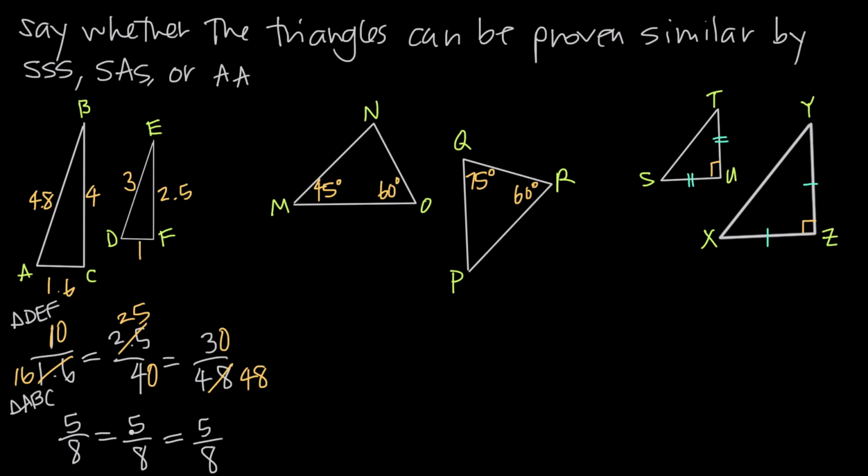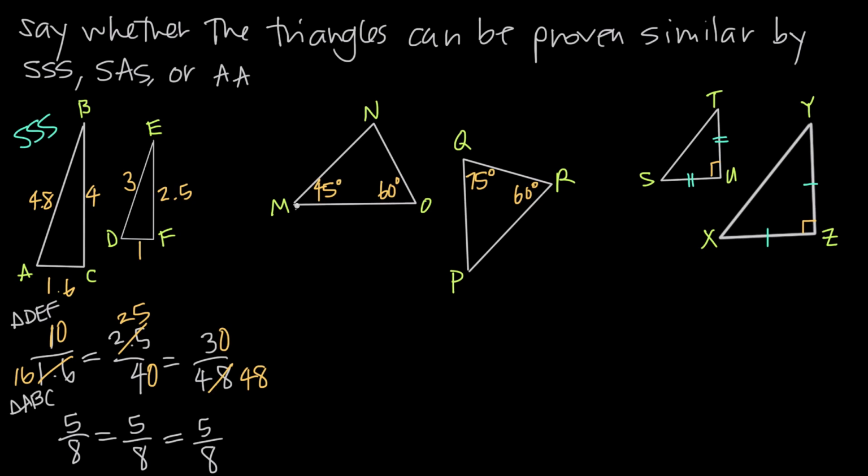In other words, the side lengths are proportional to one another in the same ratios. So when we end up with three fractions equal to one another like this, we can say that by the side-side-side theorem, these two triangles are in fact similar. What about a second example?